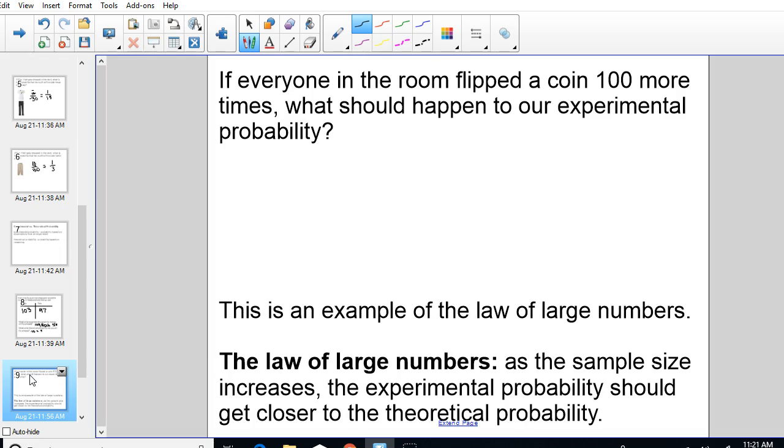If I had you guys flip a coin 100 times, and we added those together, it should be closer to 0.5. And then maybe if that didn't work, I could have you flip it another 100 times, and that should be closer to 0.5. This is what we call the law of large numbers, and it is really important to any type of probability. The law of large numbers says as the sample size increases, experimental probability should get closer to theoretical probability.